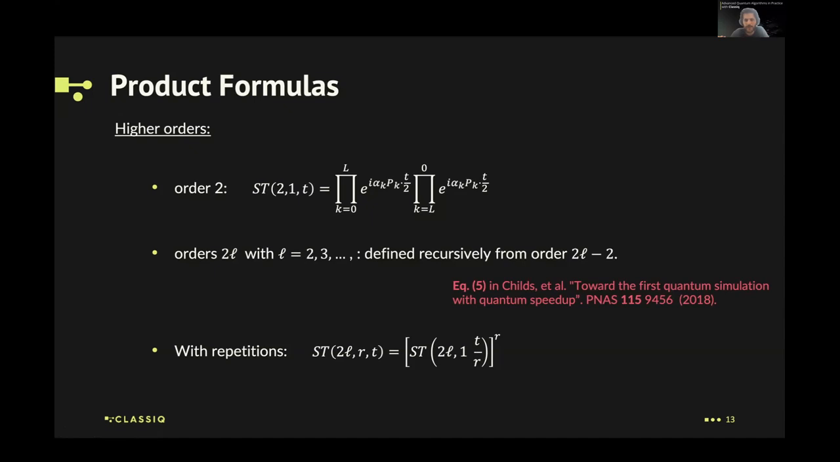On purpose, I didn't write the full formula here. It's not that long, but I think it will not help too much. You can find it, for example, in this reference, and if you really like, I can send it, but essentially, each order is defined from the previous order. And again, for each order, we have a repetition. So we can refine our approximation by taking higher and higher repetitions.